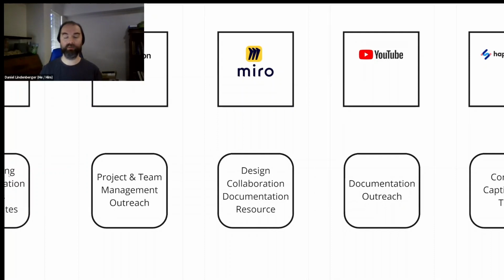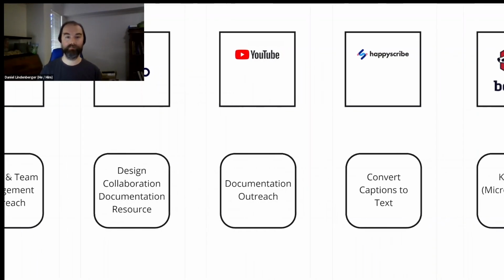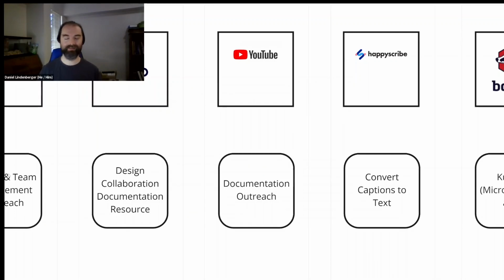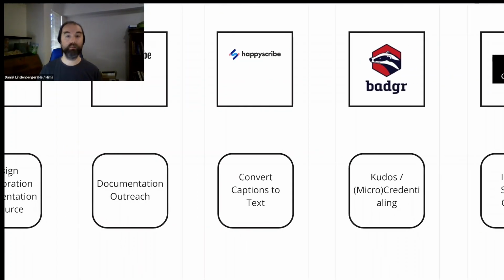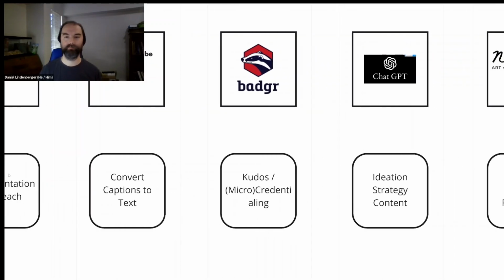Miro is what I'm using right now for doing these diagrams. We use it for design, for collaboration. We use it for documentation and as a resource. YouTube, where you're watching this, is used again as documentation and as outreach, and of course as a component in the resources we make. We're using Happy Scribe to convert the captioning that's done by Zoom and turn that into plain text that can be used elsewhere.